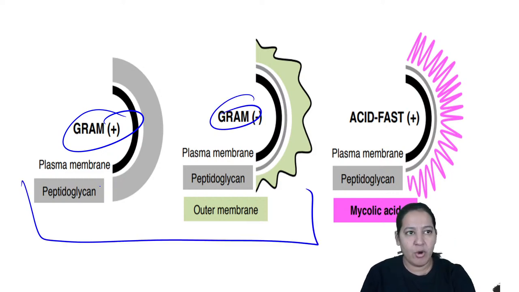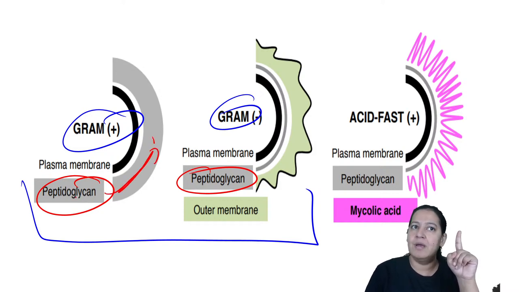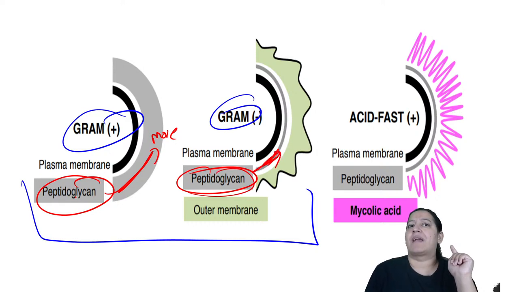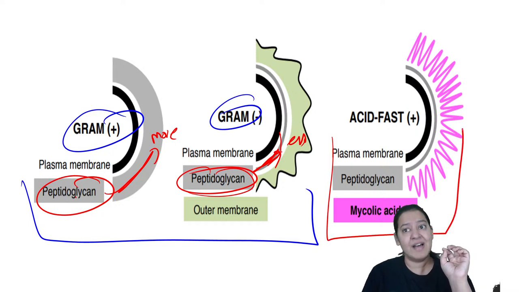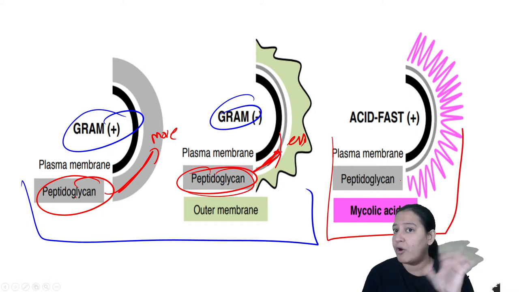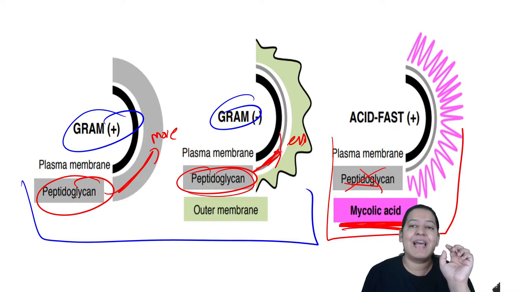Because of peptidoglycan content in the cell wall. Gram positive have more peptidoglycan, that's why thick cell wall. Gram negative have less peptidoglycan, that's why thin cell wall. But yahan pe acid fast stain mein cell wall mein peptidoglycan is not important. It is not important for acid fast stain. Mycolic acid in the cell wall is important.